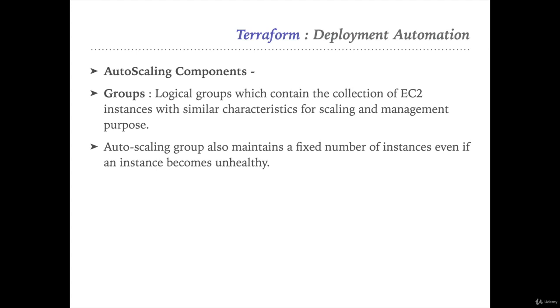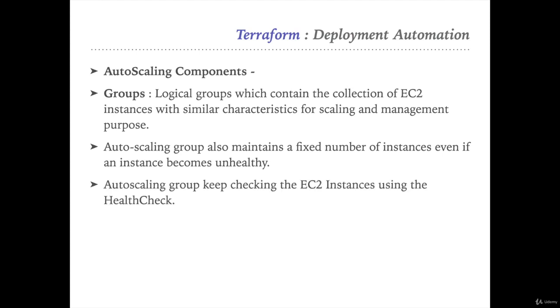Auto scaling group will follow a template, and on the basis of that particular template, the new servers will be spun up in the cloud. Auto scaling group also maintains a fixed number of instances even if an instance becomes unhealthy. It means if you have defined the minimum number of servers as 3 inside the auto scaling group, you always need 3 servers. It doesn't matter whether traffic is there or not, right? In that case, the auto scaling group maintains the minimum 3 healthy servers in your application. As soon as a server or instance becomes unhealthy, the auto scaling group will terminate that instance and spin up a new instance with that configuration.